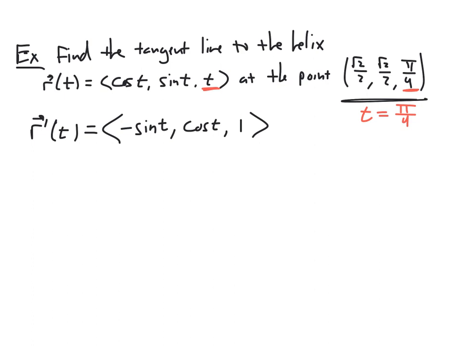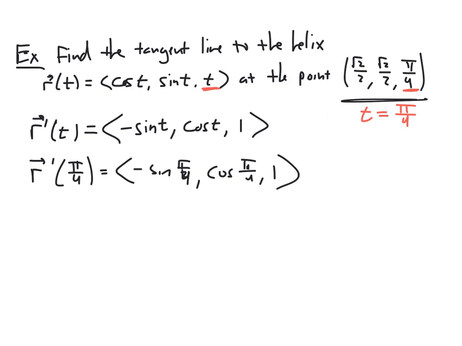Now to find the actual tangent vector at t equals pi over 4, I want to evaluate this function at t equals pi over 4. And so we want negative sine of pi over 4, cosine of pi over 4, and 1. And of course, that will be negative square root of 2 over 2, positive square root of 2 over 2, and 1. All right, so this is our direction vector.